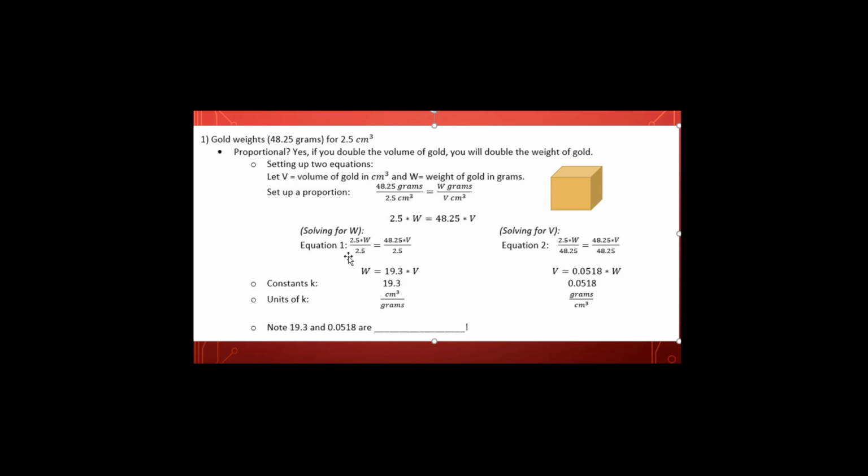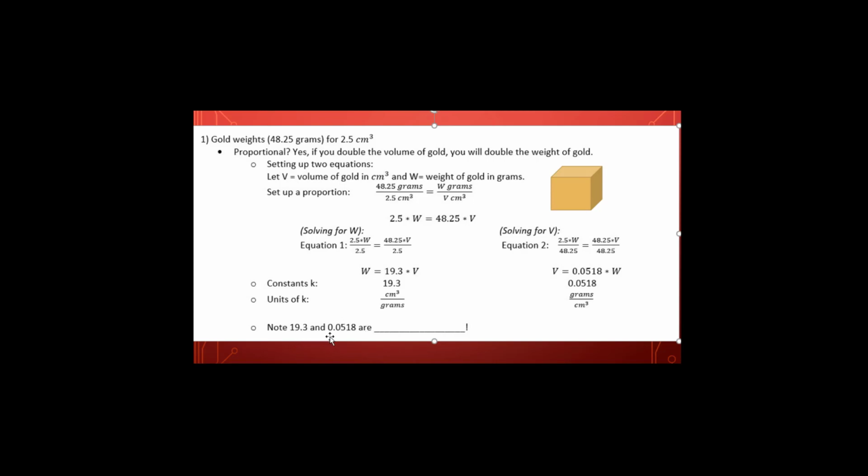Here they solved it for the weight, and they got 48.25 over 2.5. When they divided that, you get 19.3. So 19.3 is k. Over here, notice that it's not 48.25 over 2.5, it's 2.5 over 48.25. And when you divide that, you get 0.0518. And so there are the equations. The units of k are different, they're flipped. And we're going to deal with that.